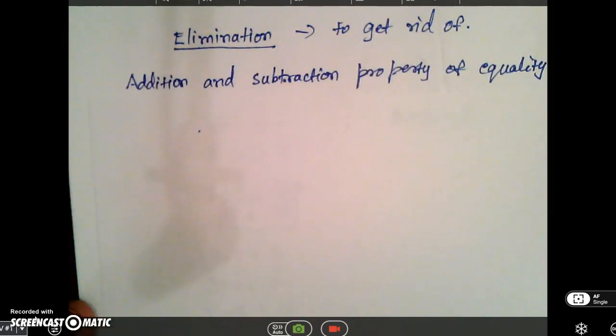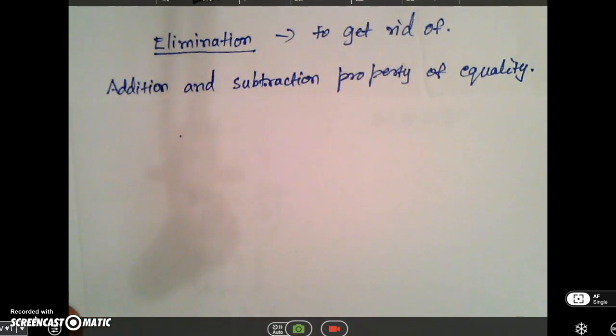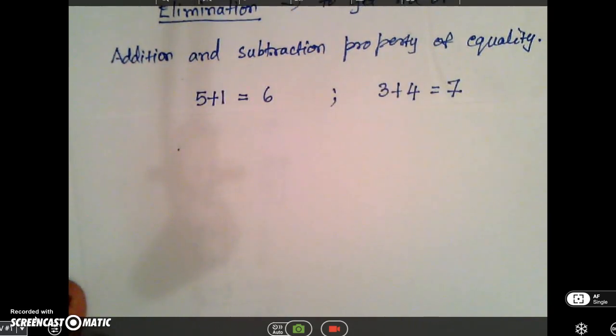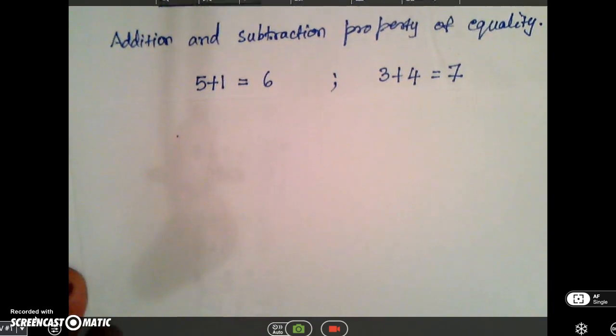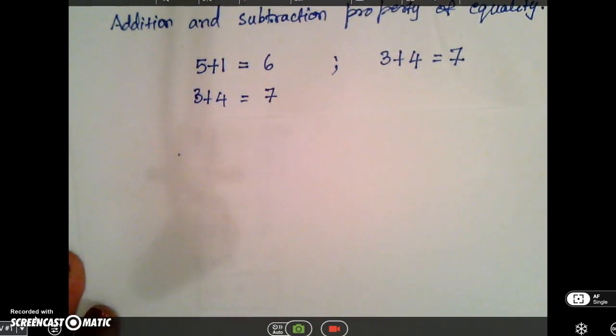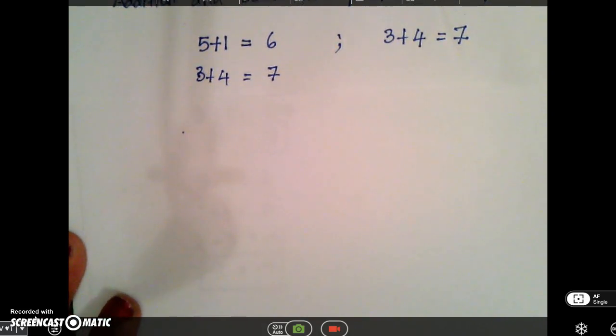So let's see why this elimination method works. We know what the addition and subtraction properties of equality are. If I add the same thing to both sides of my equation, the sense of my equation does not change. Similarly, the subtraction property: if I subtract something from both sides of the equation, the sense of the equation does not change. So let's say I have two equations. 5 plus 1 equals 6. 3 plus 4 equals 7. I'm just writing both equations one below the other.